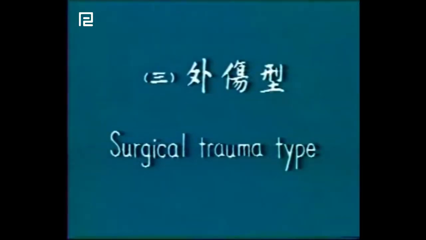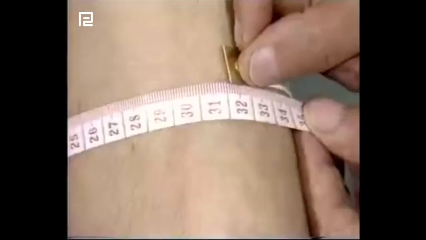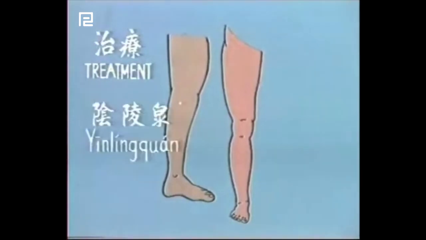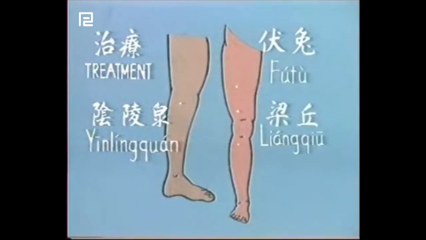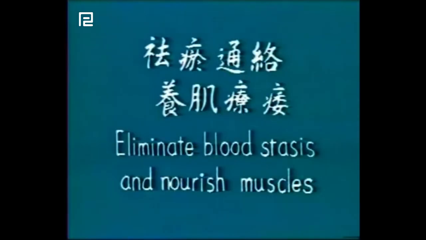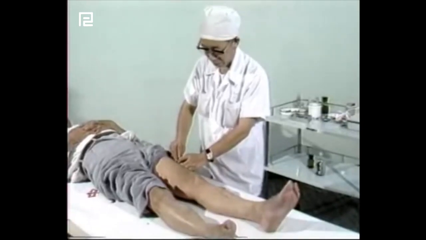Three, traumatic Wei syndrome. Traumatic Wei syndrome in the left lower extremity exhibits the symptoms of decreased leg size and weakness of the body. The pulse is thready and stringy, and the tongue is covered with a thin white coating. Treatment: Yinlingquan, spleen 9, Futu, stomach 32, Liangqiu, stomach 34, Zusanli, stomach 36, and Jiexi, stomach 41. This prescription can remove blood stasis, nourish muscle, and cure flaccidity.